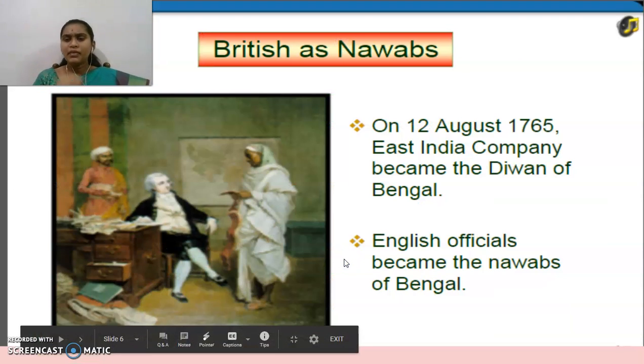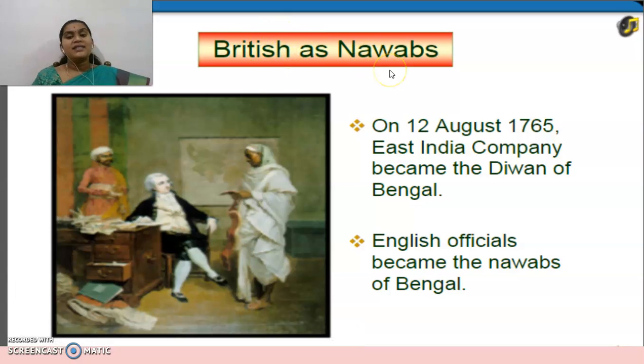Yes. The first and foremost thing we'll be seeing is British as Nawabs. We have already studied about Nawabs and Nabobs. Who are the Nabobs, children? Do you remember?